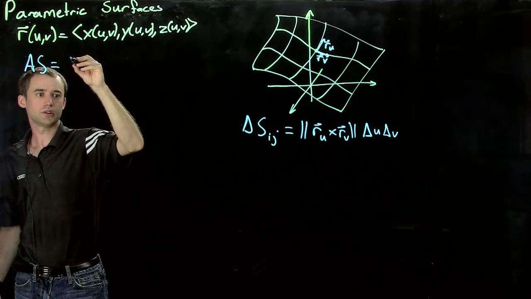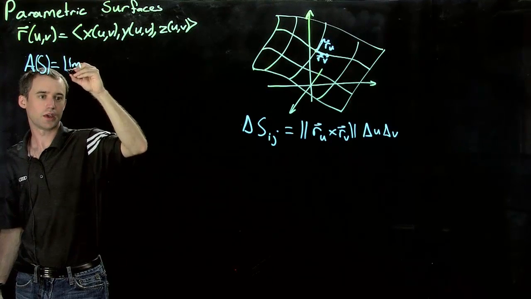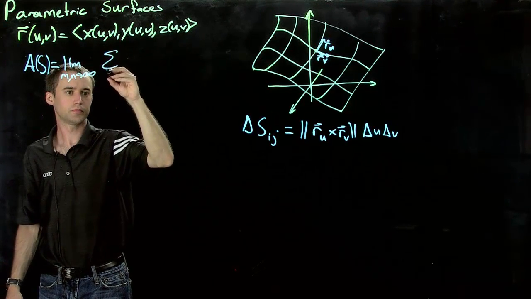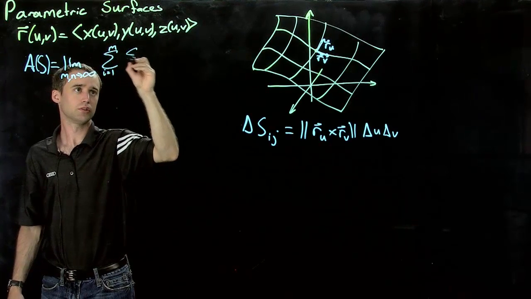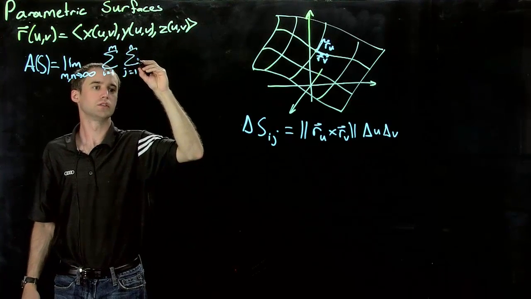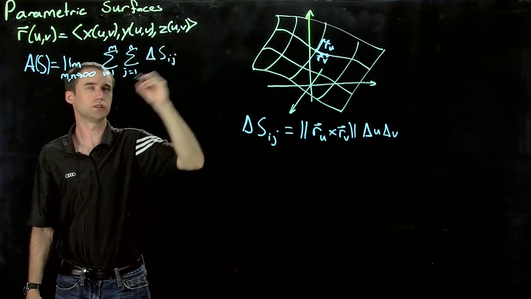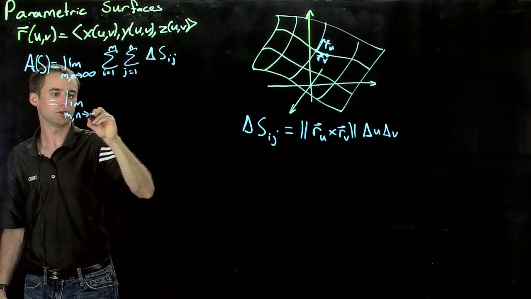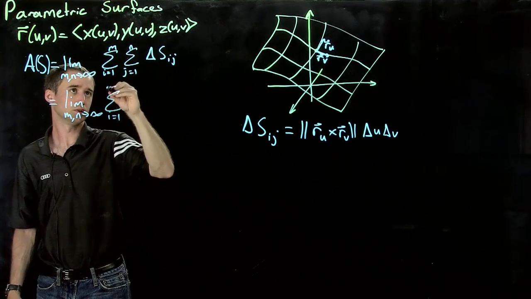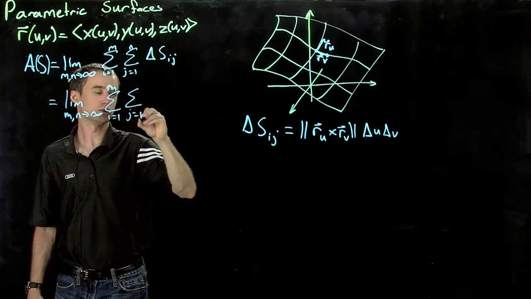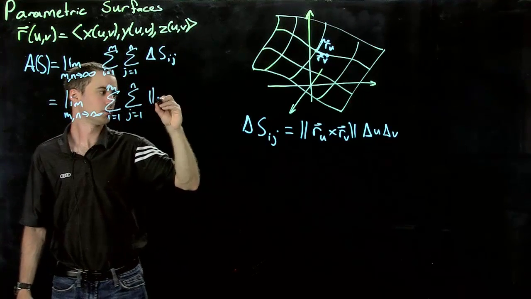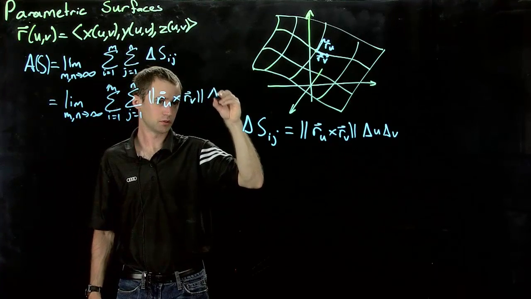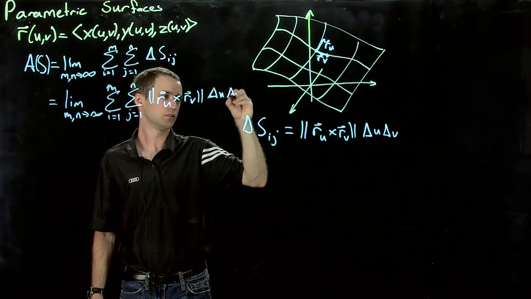So A of S is the limit as m and n approach infinity of the sum i equals 1 to m, sum j equals 1 to n of delta Sij, which according to that was the limit as m and n approach infinity, sum i equals 1 to m, sum j equals 1 to n of the magnitude of Ru cross Rv times delta u delta v.